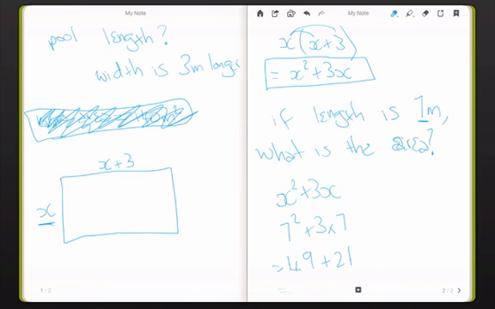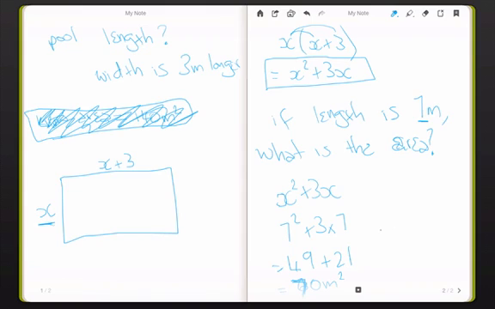So how big is our pool? Ta-da! 70 meters squared. Okay, so we know that that is the area of our pool.